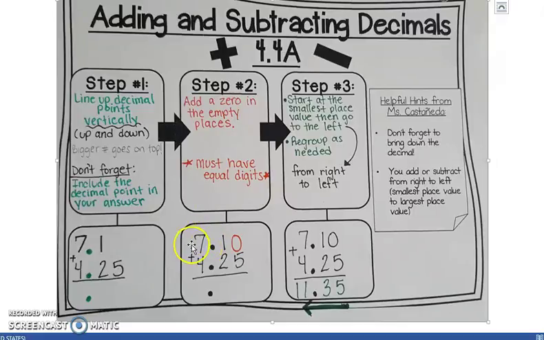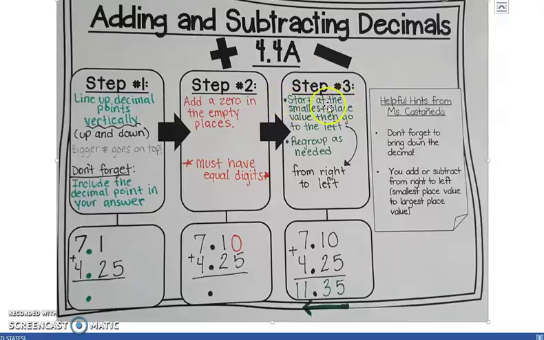Now if you look at my example, I have my decimals written and the decimal points are lined up. However, if you look back here, there used to be an empty place value. So to remind myself to do the math correctly, to help me out, I'm going to include or add a 0 in any of the empty spots. After you've done that, you can move on to step number 3.